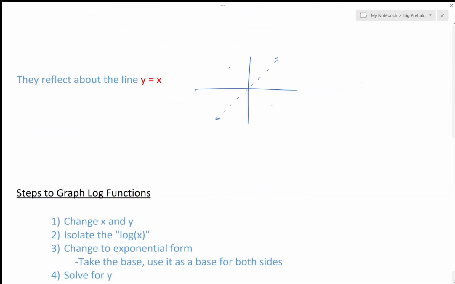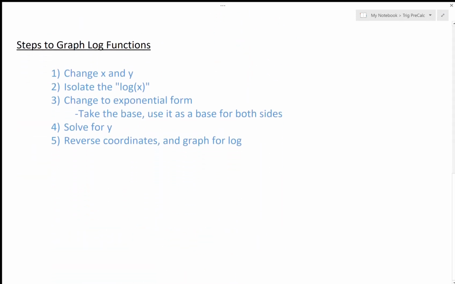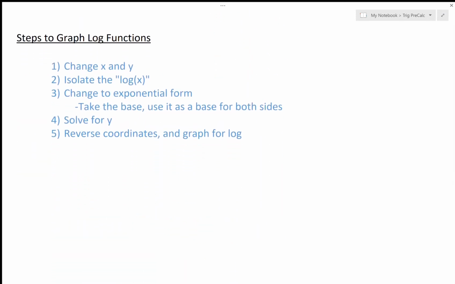So the actual steps, and I'll leave these here and you can pause the video and take a look at them: we're going to change x and y, isolate that log term, and change it to exponential form, which is the important part. Then we take the base, use it as a base for both sides, solve for y, and finally once we create the table of coordinates, we're going to reverse the x and the y, and that'll give us the log graph.